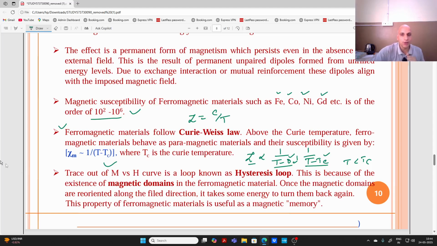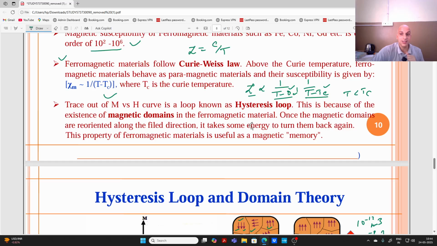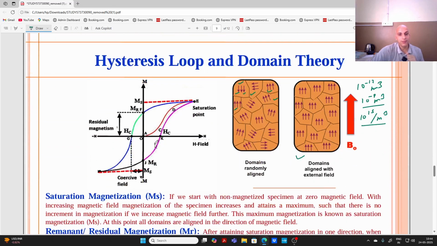So this is Curie-Weiss law, right? Now if we plot an M versus H curve, that is also known as hysteresis loop, right? You can see here, you have learned it in your 12th class. So this is hysteresis loop. Now in hysteresis loop, this is the applied magnetic field and this is the magnetization.